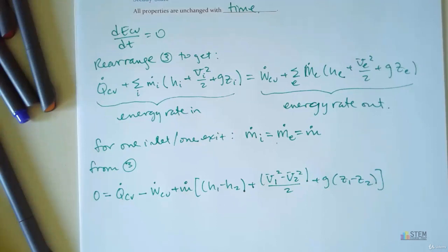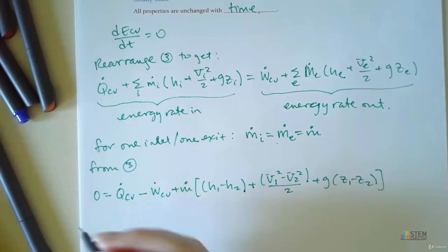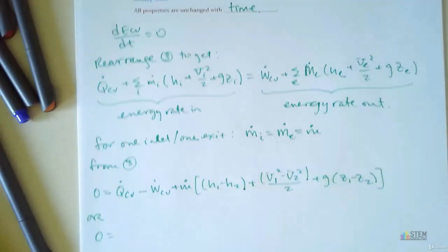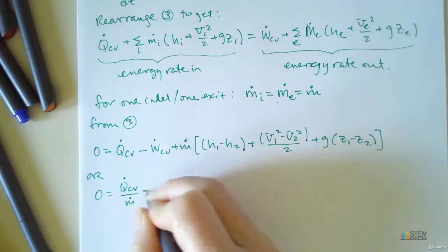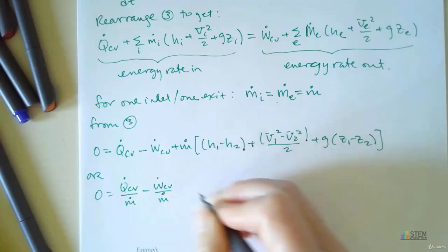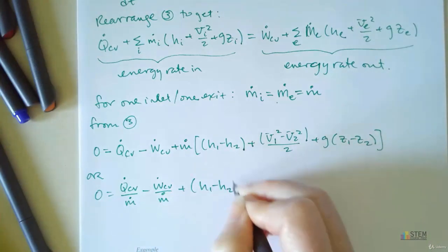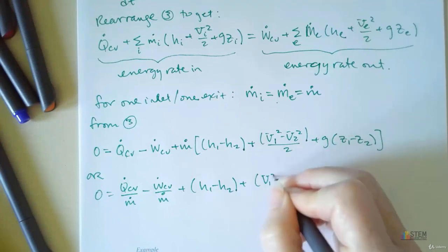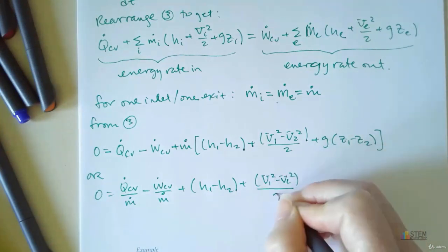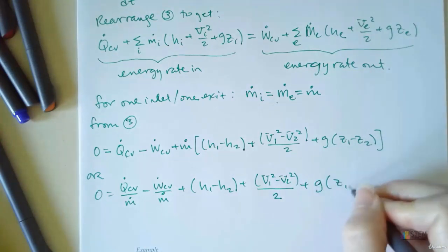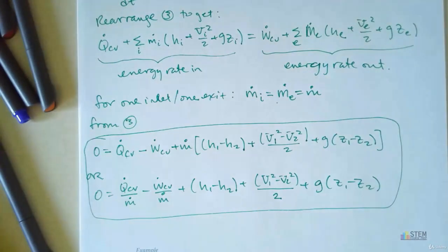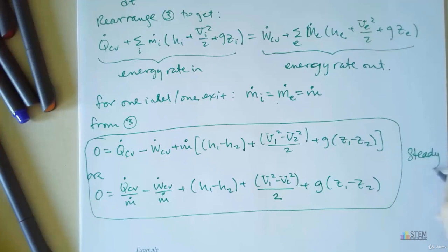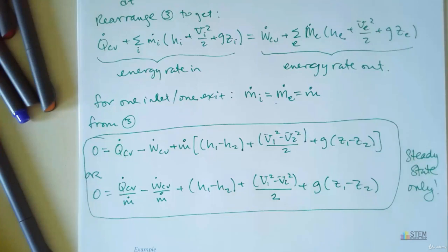So that's one version. Now sometimes you're going to want to have Q dot over m dot. So let's write that version out also. So left side will still be 0, and then we've got Q_CV dot over m dot minus W_CV dot over m dot plus h1 minus h2 plus v1 squared minus v2 squared over 2 plus g times z1 minus z2. These will be our equations for steady state. Remember, this is for steady state only. So don't try to use it unless you have steady state conditions.